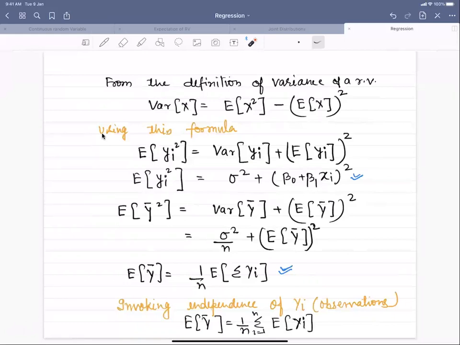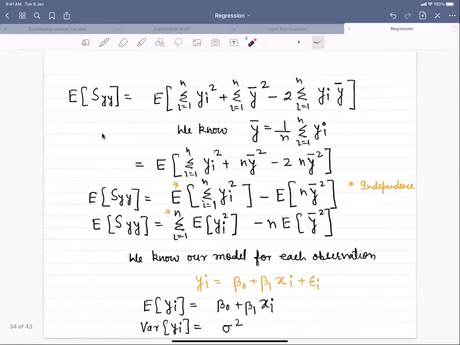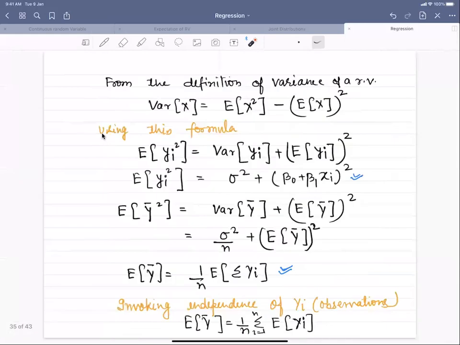So we can see here, first we need to compute the expectation of yi square. In order to compute it, we use the formula of variance. For any random variable x, the variance of x is equal to the expectation of x square minus the square of the expectation of x. So using this formula, I can essentially compute this term.